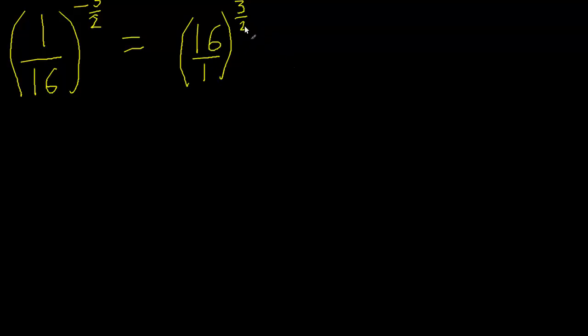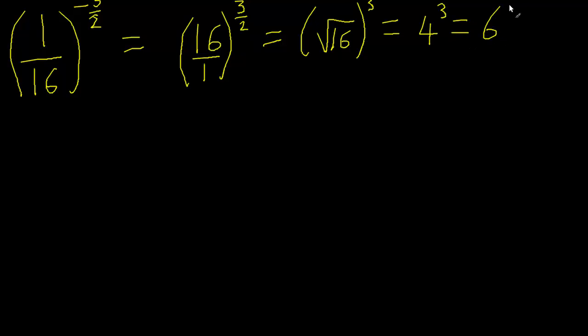So the next bit, just as before, we're going to deal with the denominator first. So if I've got 16 to the power of 3 over 2, that's really the same as finding the square root of 16 and then cubing my answer. So the square root of 16 would be 4, and then I need to find 4 cubed. 4 cubed is 4 times 4 times 4, which is 64. So we can say that 1 over 16 to the power of minus 3 over 2 is the same as 64.